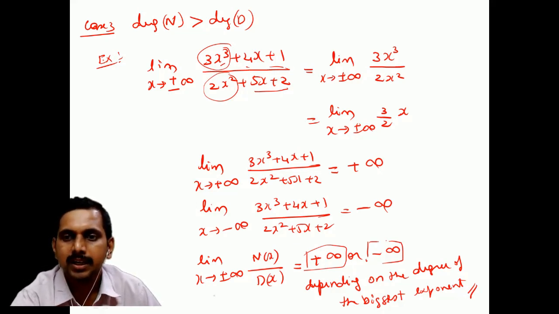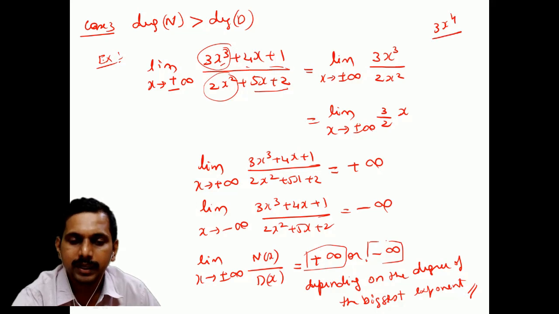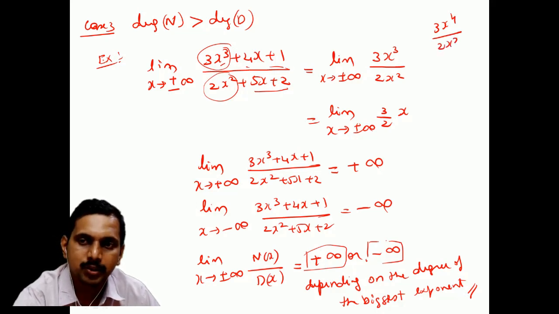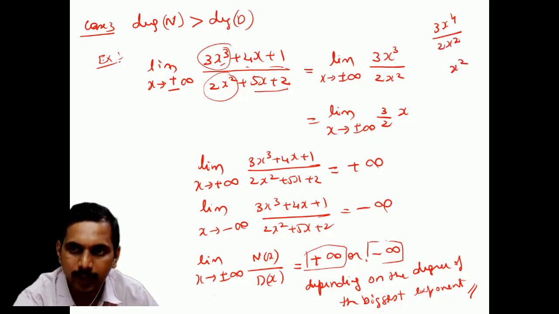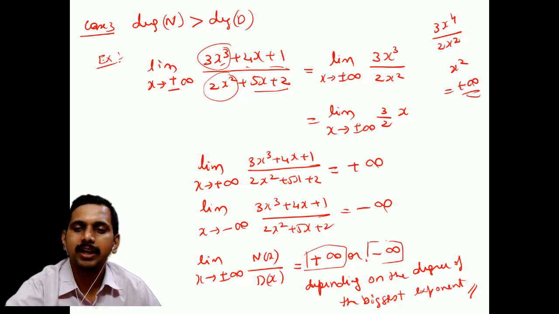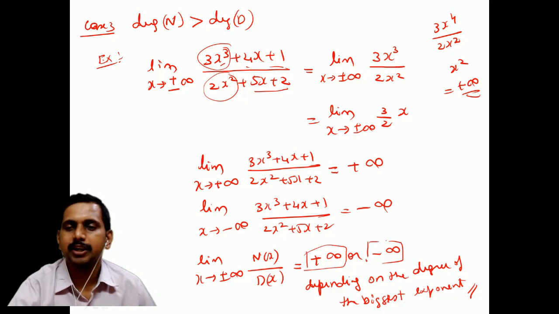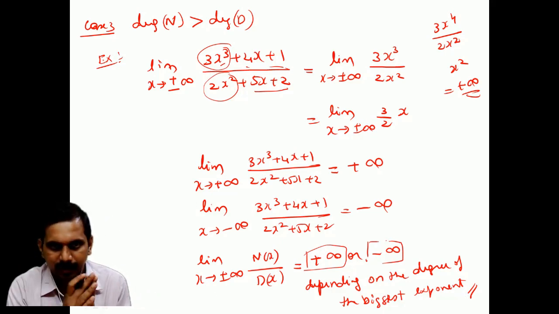That means if I had 3x power 4 divided by 2x square, then what happens? I would have got x square. So it would be plus infinity whether I use limit till minus infinity or plus infinity. So it depends. Okay, so that is what we have done, students.